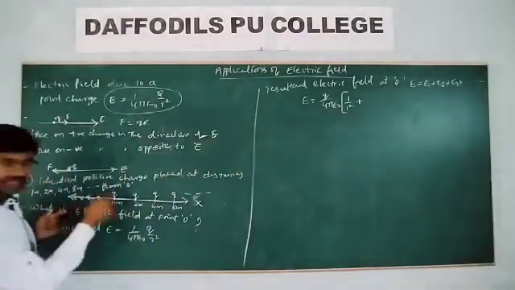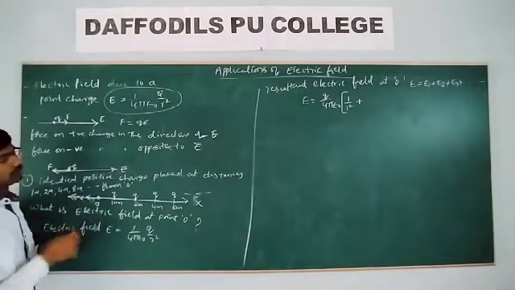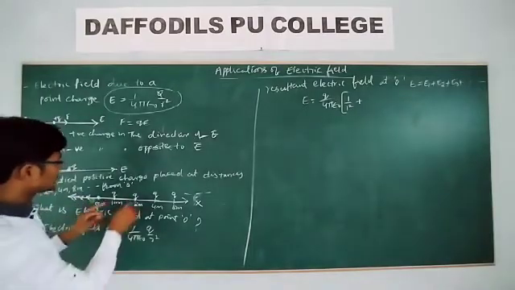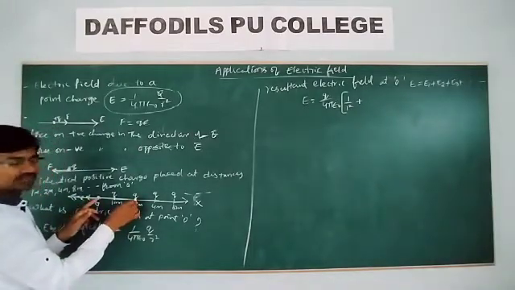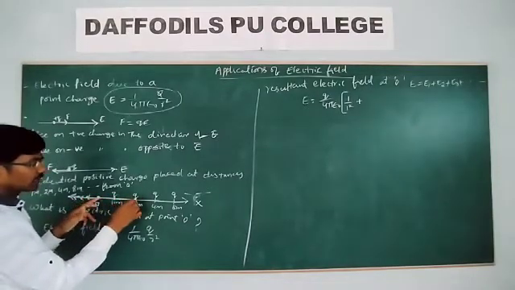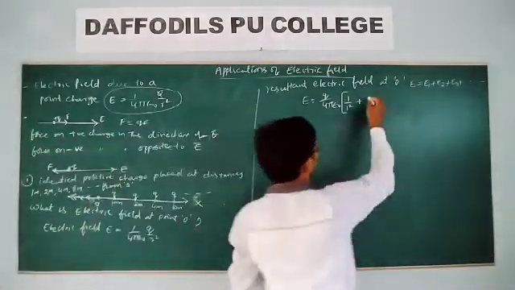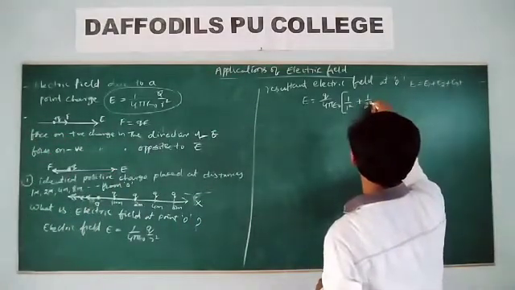Next, plus. Why are we adding here? All these electric fields are in the same direction. Therefore, the resultant electric field can be added. And for the second charge, what is the distance of the second charge from O? 2. So what you can write here? Q by 2 square. Is it? 1 by 2 square.